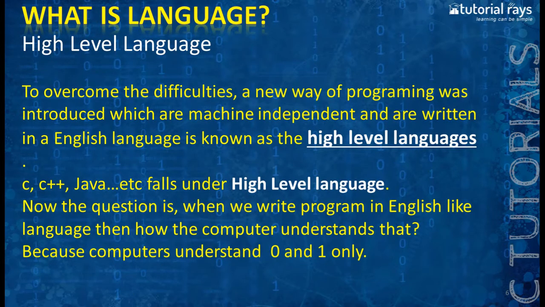Now that you have understood what is language and what is low level language, let's understand what is high level language. To overcome the difficulties, a new way of programming was introduced, which is machine independent and is written in English language, known as high level languages. C, C++, Java, etc. fall under this high level language. Now the question is, when we write programs in English-like languages, how does the computer understand that? Because a computer understands only 0 and 1.